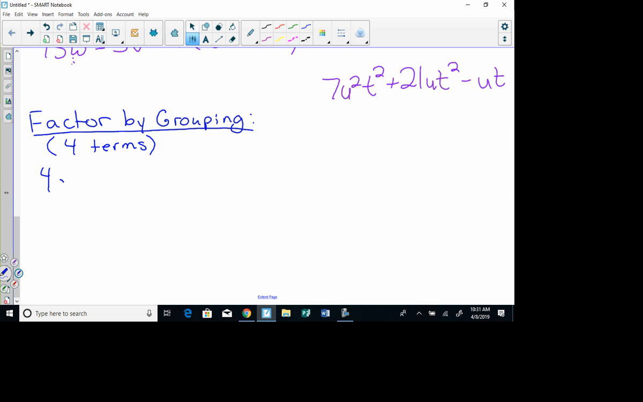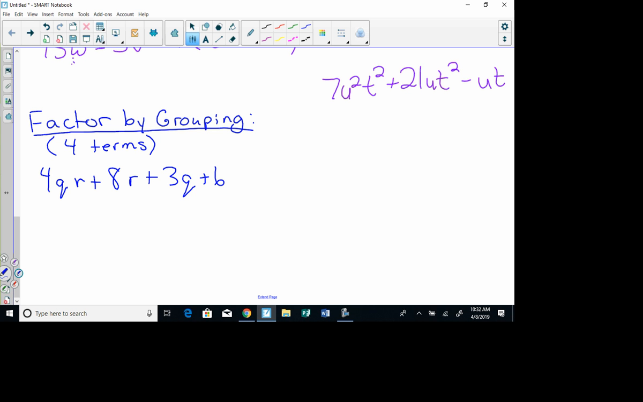So I have 4QR plus 8R plus 3Q plus 6. Now, if I look at all of those, they don't have anything in common, all four of them, do they? There is nothing except one that all four terms have in common. So if you see that, you know, I bet it's factoring by grouping. What if I just looked at 4QR and 8R and ignored the 3Q plus 6? Do 4QR plus 8R have something in common?